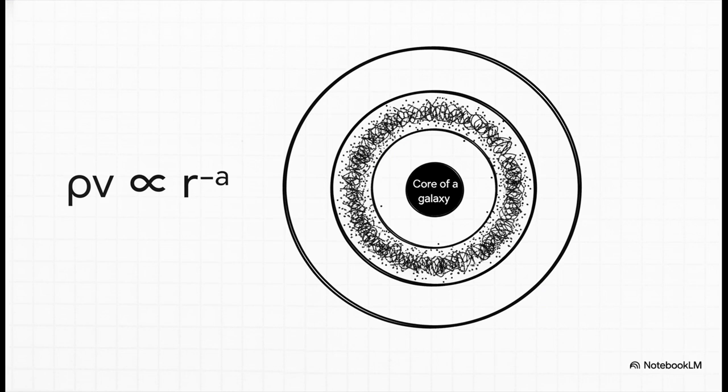And this is the solution that pops out of the math. The theory predicts that the vacuum density must follow this very specific power law relationship, dropping off smoothly as you move away from the galaxy's center. And the exact steepness of that drop, that little exponent a, is determined by the galaxy's own rotation speed.